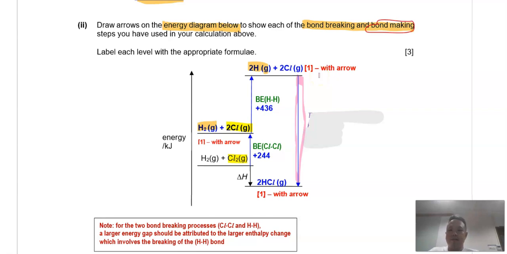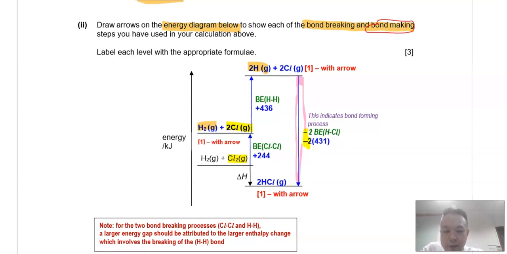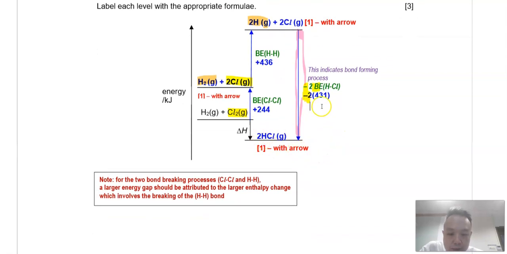So the question now is, what do we label this arrow with? In this case, instead of breaking the H-Cl bond, I'm forming the H-Cl bond. So all I need to do is to indicate that with a negative sign in front. A negative sign in front of the bond energy will indicate that I'm forming bonds instead of breaking bonds. So negative 2 times the bond energy of H-Cl, which is negative 2 times 431, because you're forming 2 hydrogen chloride bonds.